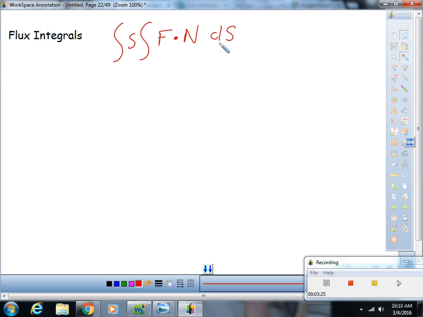Now, to evaluate a flux integral, we need to take it from the surface and change it to the area of the region on the plane. So we've been doing this a lot. So now, to evaluate this, you're going to change that surface to the region in the xy plane of F dot.